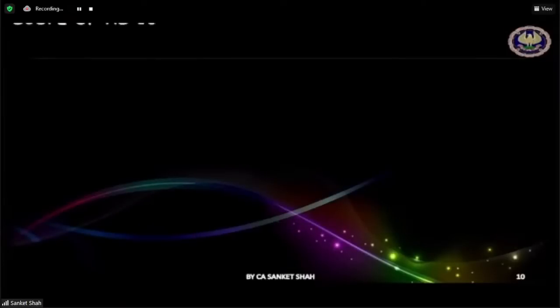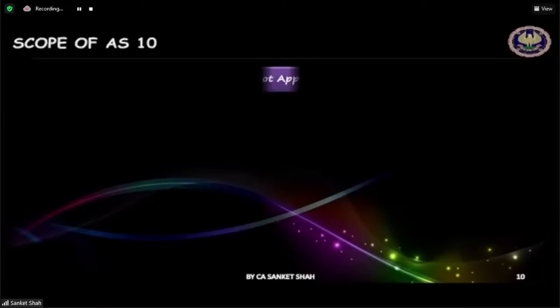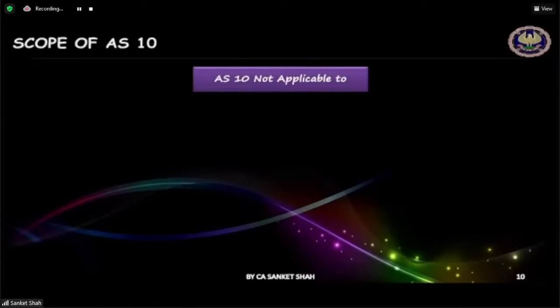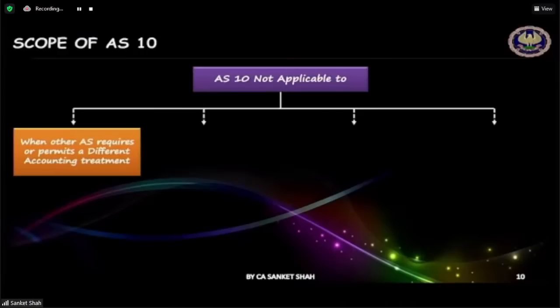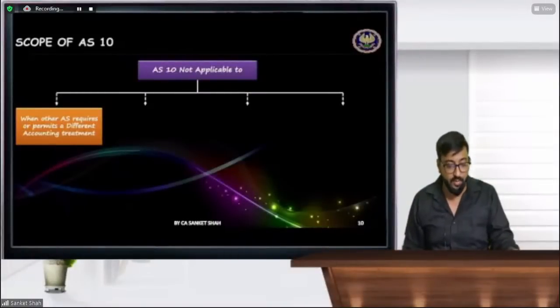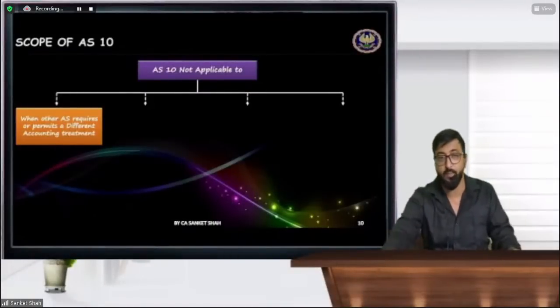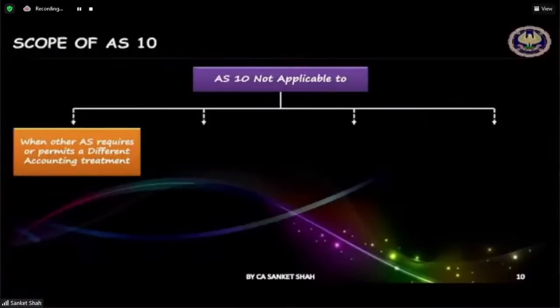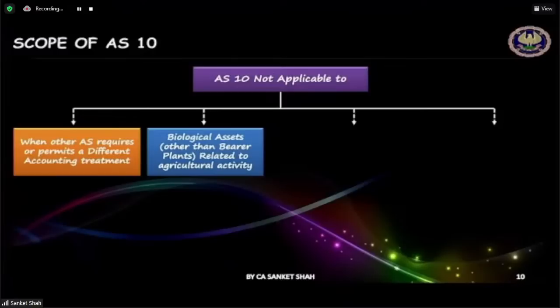What is the scope of AS 10? Scope of AS 10. AS 10 is not applicable when another AS requires or permits a different accounting treatment. If another AS is giving you some different accounting treatment, beta. Second one, biological assets. Now it's very important. What is a biological asset? That I'm going to explain later on. Biological assets.